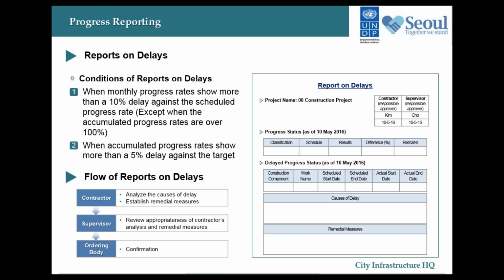And then they give valuable information on what kind of circumstances significant delays are incurred, and what some of the preventive and remedial measures are that can be discussed afterwards to address those delays. So you can see here the template of the delay reports: progress status, delay progress status, causes of delay, remedial measures that are undertaken, the responsible persons, and so on.